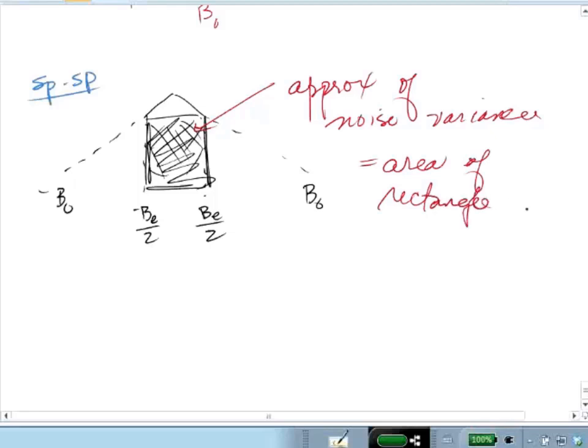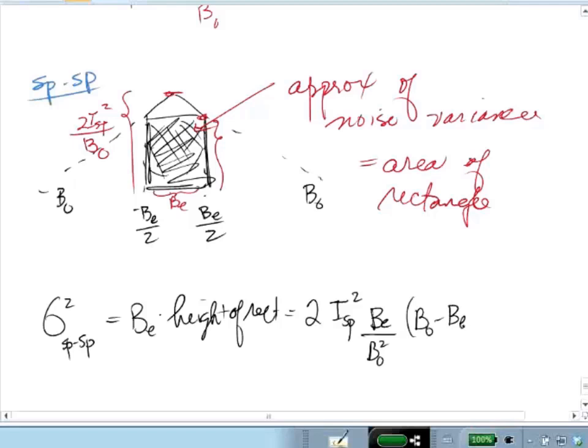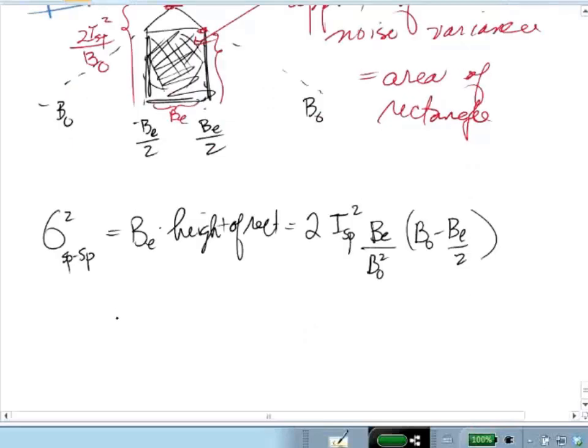It's easy to find the expression for the area. Certainly this width is clearly BE. To find out this height, we know the height here is 2 ISP squared over B0, and then we can take the slope of this line and find out what the height is. Anyway, we come out with sigma squared SP equal to BE times the height of that rectangle, which turns out to be 2 ISP squared BE over B0 squared times B0 minus BE over 2, which we can write as ISP squared BE over B0 squared times 2B0 minus BE.